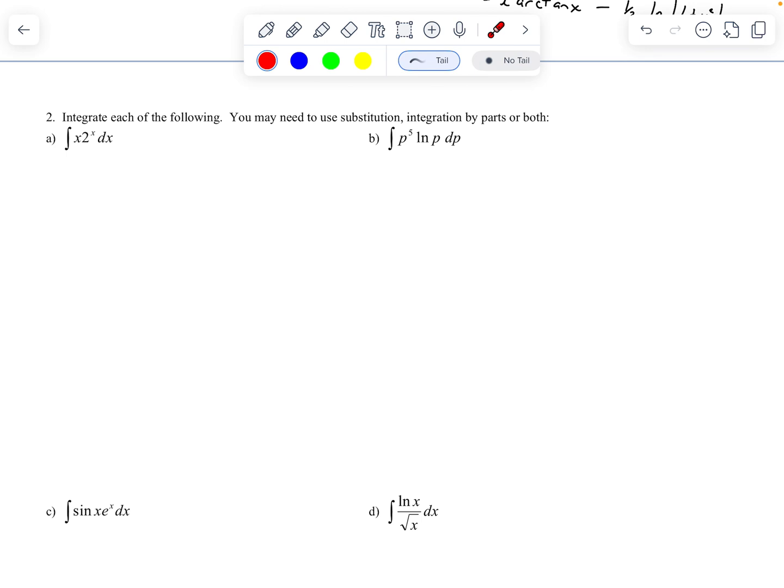Try these. If you're stuck, look at the hints. If the hints don't help you, look at the solutions. Try these, and then move on to the practice.